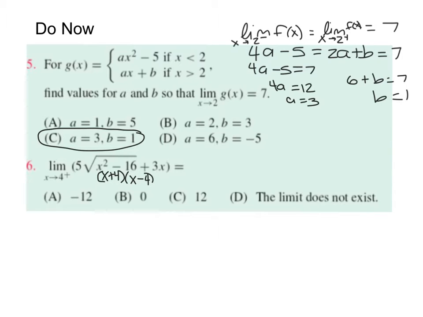Since we're coming from the right, if you plug in a number a little bit bigger than 4, like 4.1, 4.2, we do get an answer. If it was from the left, that would be an issue because you can't plug in from the left. So you are allowed to plug in. That gives this piece 0, right? 16 minus 16. So the answer is just 12.